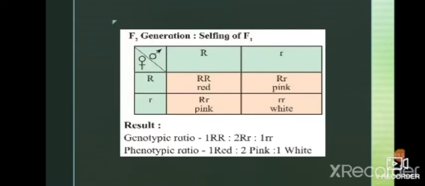When selfing is allowed in the F1 generation, that is capital R small r is crossed with capital R small r.